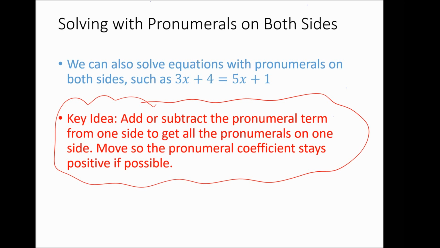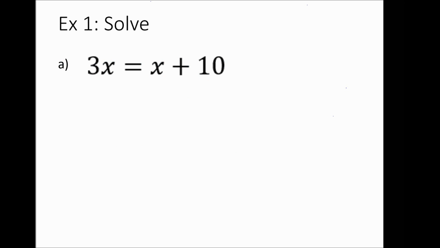Pause if you haven't had a chance to jot that down. Okay, here's our first one. So we've got 3x is equal to x plus 10. So looking at this one, my options are either to subtract x from both sides and get our pronumerals on the left, or subtract 3x from both sides and move our pronumerals to the right. Because we want to keep things positive, we're going to subtract the x.